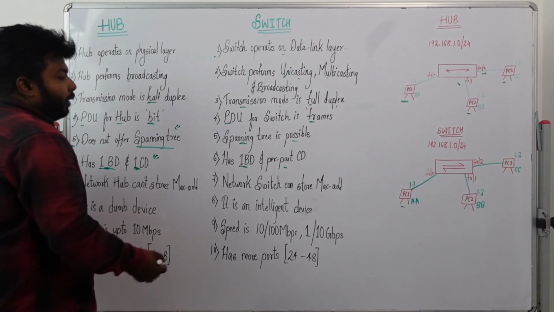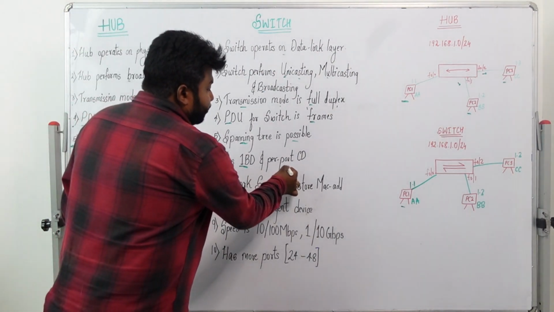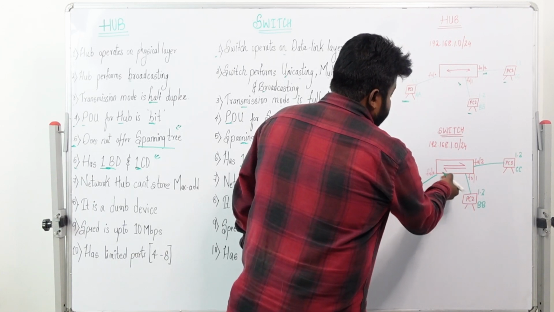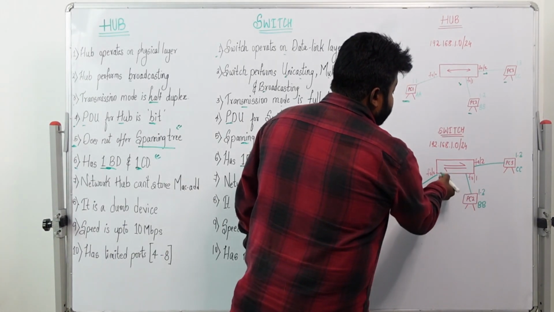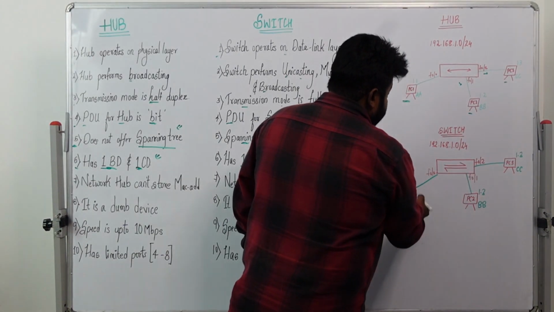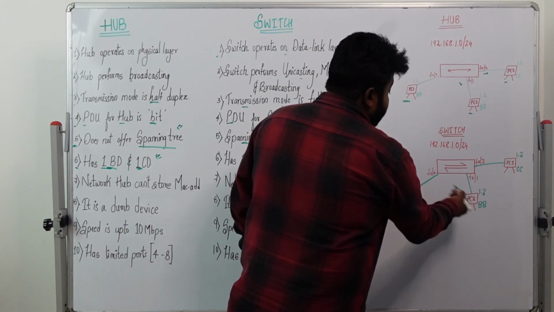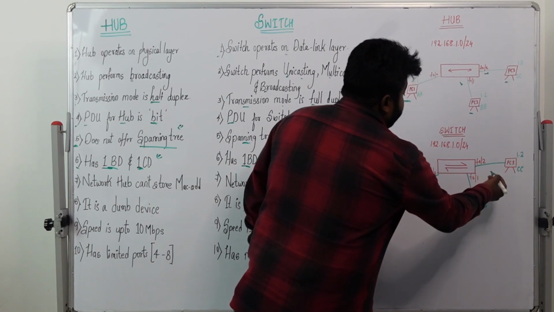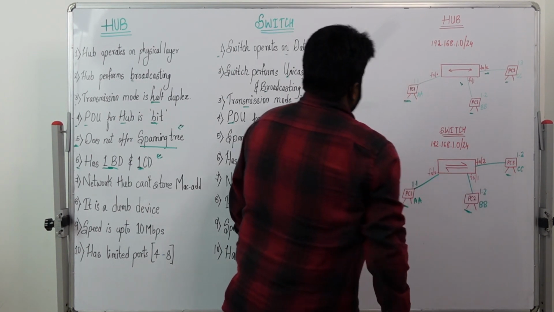Whereas if you talk about a switch, it has a per port collision domain. What you understand by this is, if there are 3 ports connected, there are 3 collision domains. Means if, let's say, PC1 and PC2 want to transmit data at the same point of time, they can do it towards PC3, right?